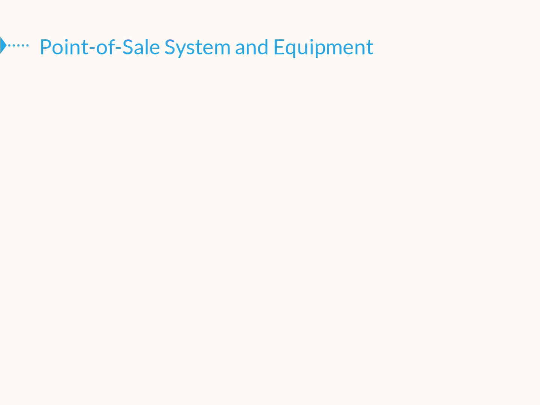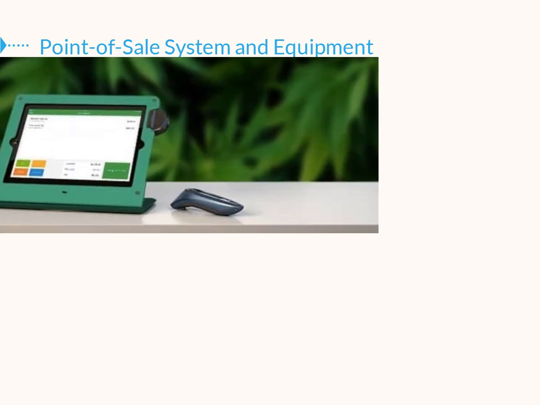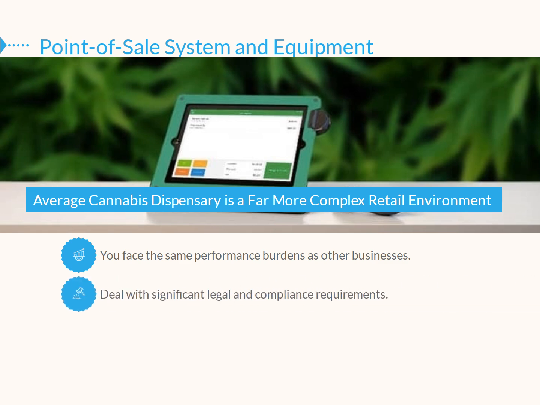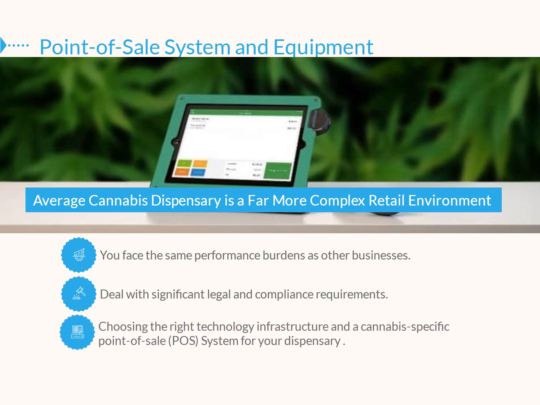Point of sale system and equipment. The average cannabis dispensary is a far more complex retail environment than you might initially imagine. Not only do you face the same performance burdens as other businesses, but you also have to deal with significant legal and compliance requirements. Choosing the right technology infrastructure and a cannabis-specific point of sale, or POS, system for your dispensary can go a long way towards mitigating many of these challenges.